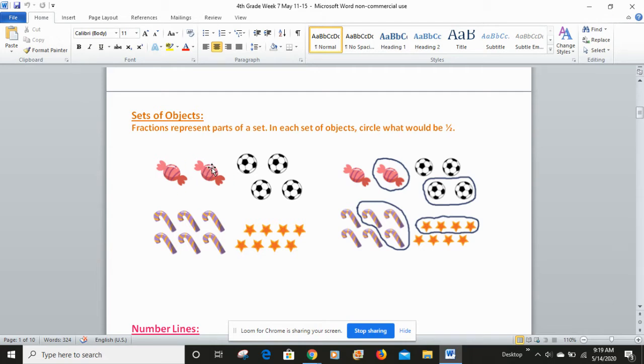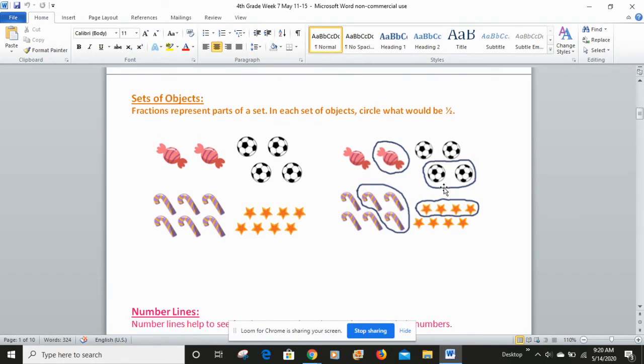Another thing we can look at is sets of objects. If you think of this candy, these candy canes, stars, soccer ball, each one of these is a set of objects. And if I wanted to know what would be 1/2 of each set, I would circle one of them. What would be 1/2 of 6 candy canes? It would be 3. What would be 1/2 of 8 stars? 4. And what would be 1/2 of 4 soccer balls? 2. So we can make a fraction out of a set of objects.